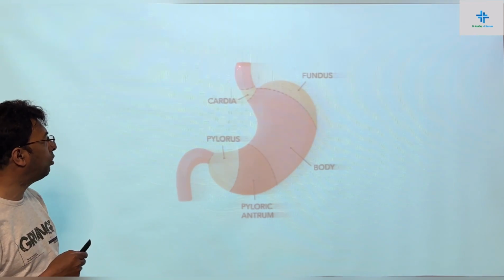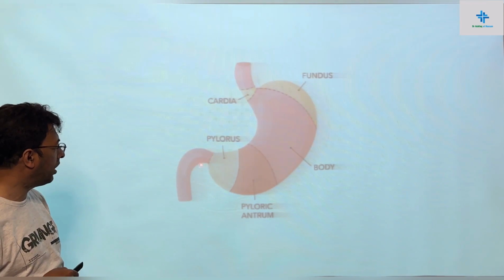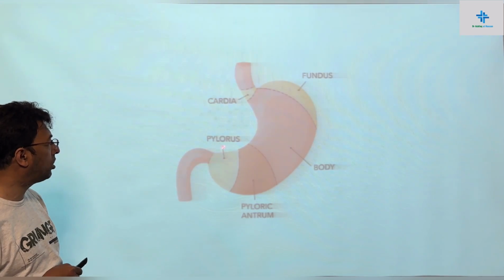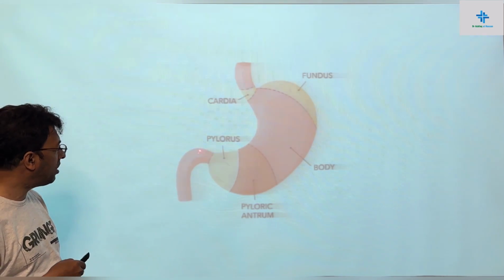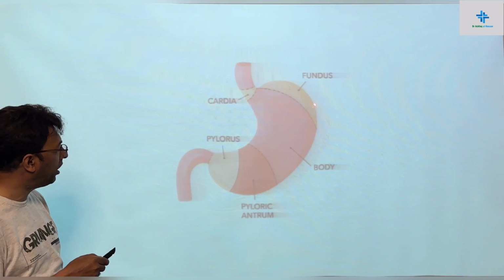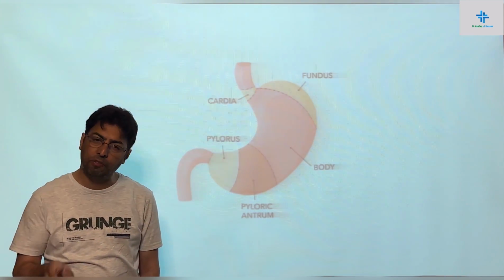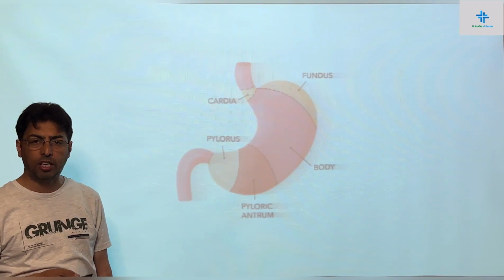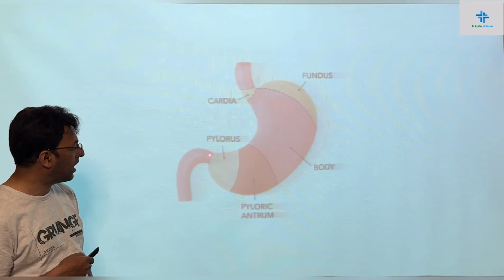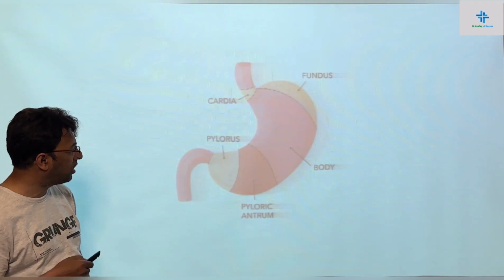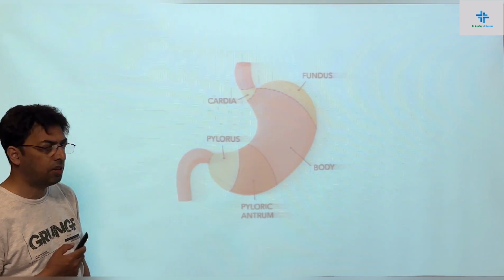Now we have got two orifices, one over here and one other here, which we already studied, and two curvatures, this is the lesser curvature and this is the greater curvature, and two surfaces, one which faces you is the anterior surface, and the one which faces posteriorly is the posterior surface. So this is the lesser curvature and this is the greater curvature. And why is this lesser and greater curvature important?